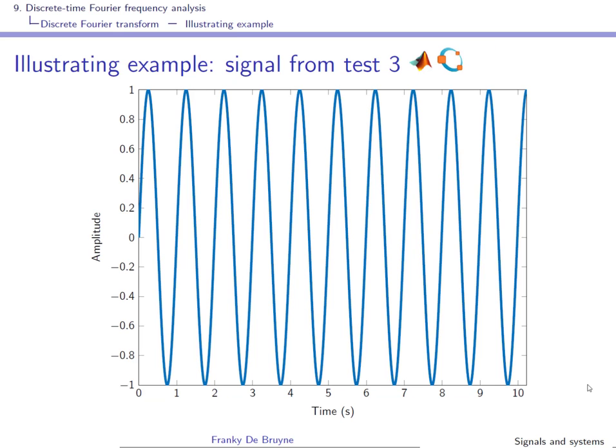This is the signal that is obtained from the third test, and as you can see, we consider here 10 periods and a quarter of the signal.